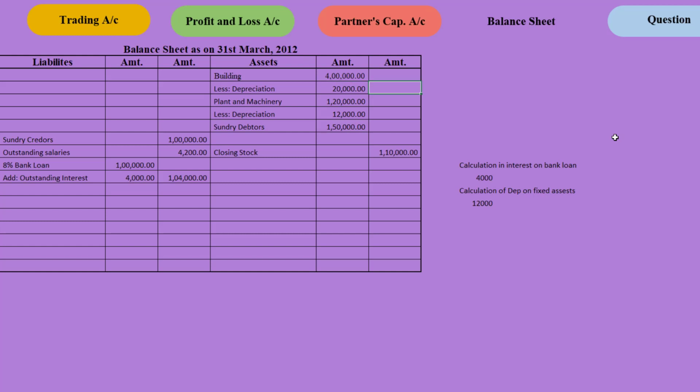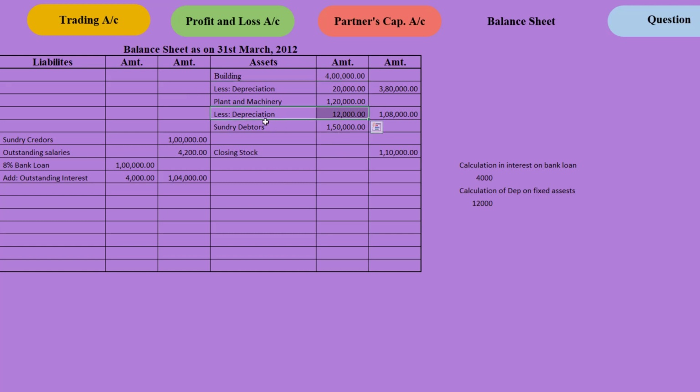So 44 lakhs minus 20,000 is equal to 3,80,000, and here too we will deduct 1,20,000 minus 12,000, we will get 1,08,000. Okay, over.